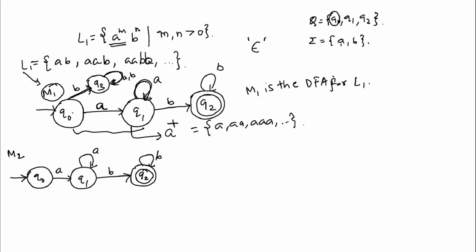Similarly, Q1 has moves for A and B both. Q2 has a move for B. Now, once you have a to the power m and b to the power n, you cannot have A. If in a string you have, let's say, ABA, it means this string is not a part of the language because it is not of the form a to the power m, b to the power n. So if you get an A after you reach Q2, then that string has to be rejected. That string should not be accepted. So A can go to Q3.